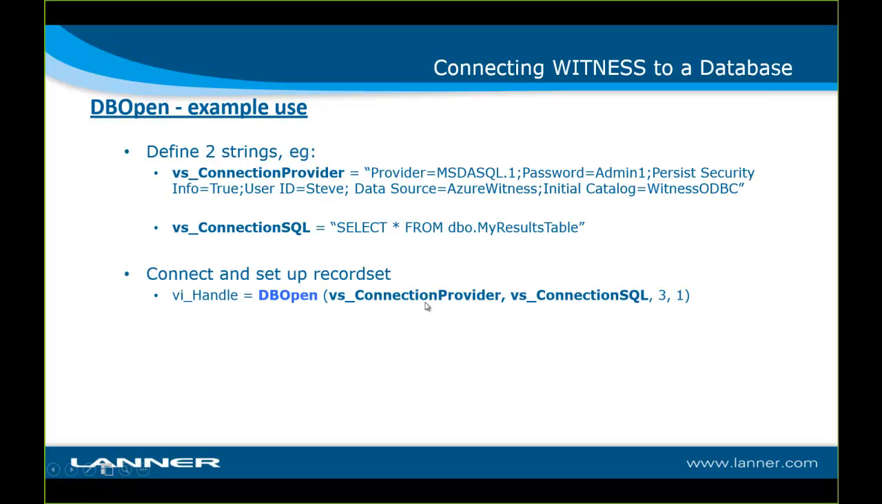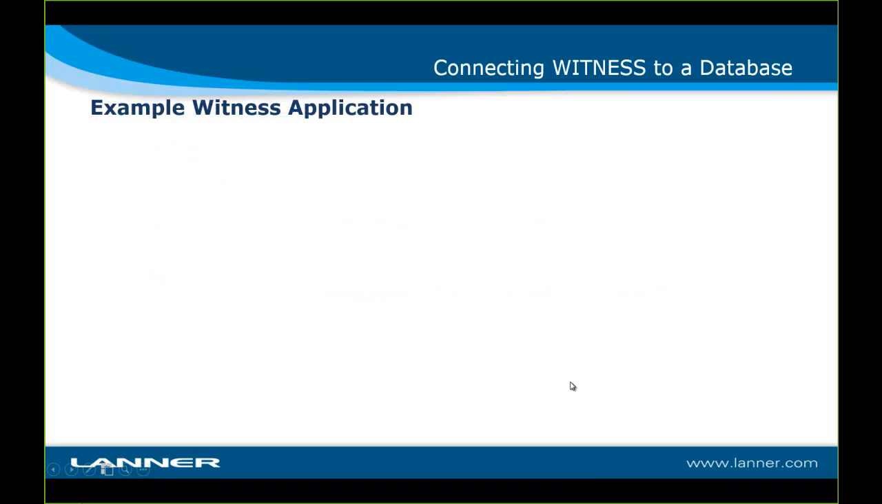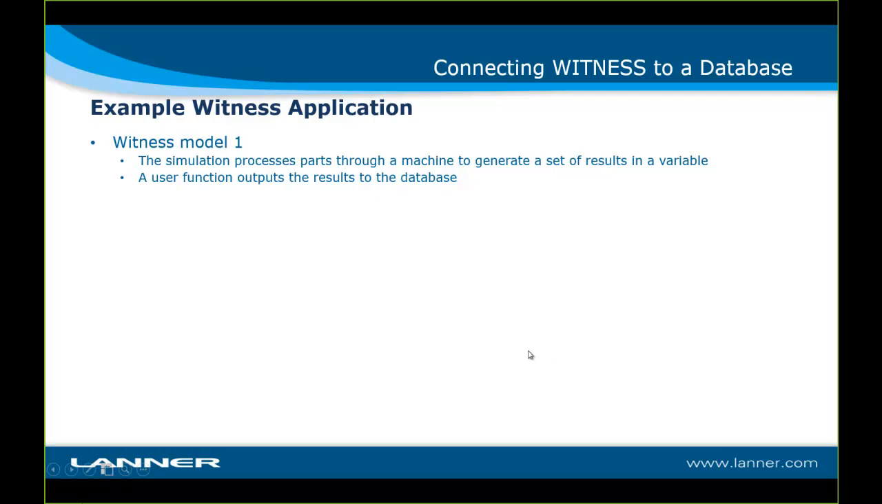So those would be built into a statement, something like this, having defined an integer variable called a VI handle, DB open, connection provider, SQL string, and then the other 2 parameters there. In our example Witness application that I'll show you in a second, I've created a very, very simple simulation that processes parts through a machine to generate a set of results which are held in an array variable. And then in the first model, I've set up a user function to show how we would output the results at the end of the run into the database.